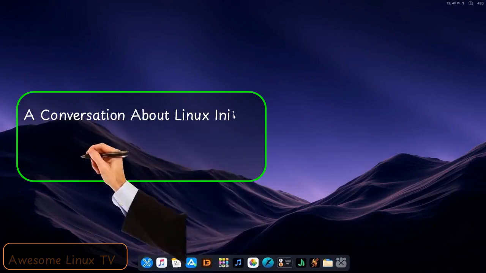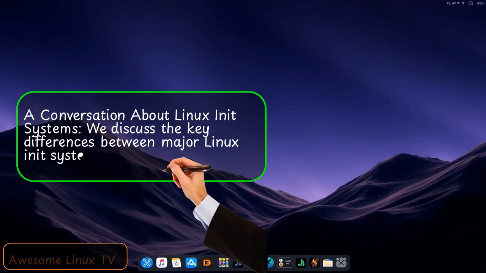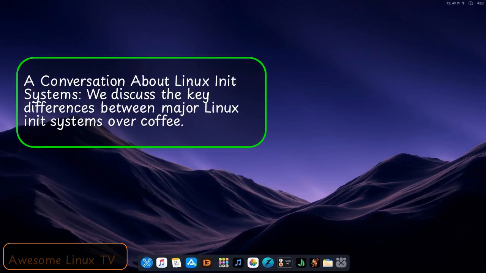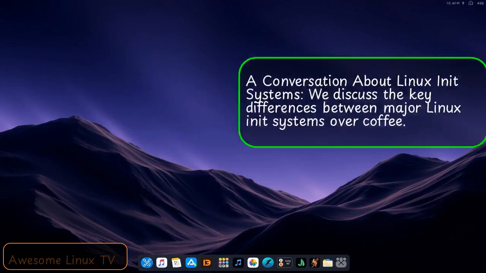A conversation about Linux and Mint systems. We discuss the key differences between major Linux and Mint systems over coffee.